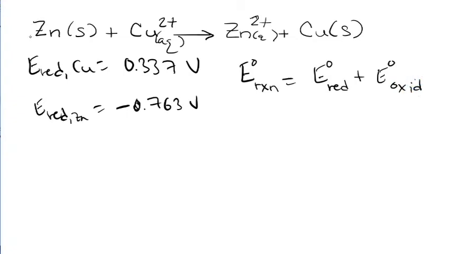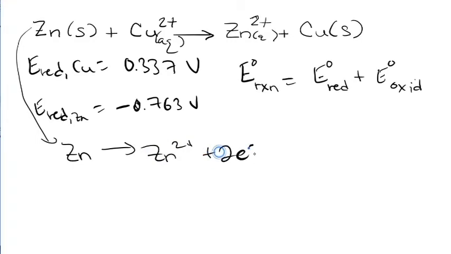Now we know from this reaction here that the half reactions are zinc yields zinc ion and 2 electrons, so that got oxidized. Since we know that the reduction for zinc is this, all we need to do is flip the sign to positive to reflect oxidation, because remember the table only gives us reduction. So if we want oxidation, all we have to do is flip the sign. So now the oxidation here is going to be positive 0.763 volts.